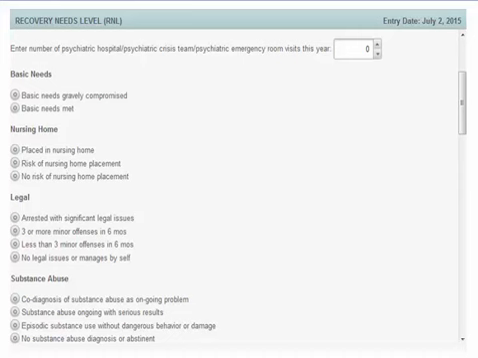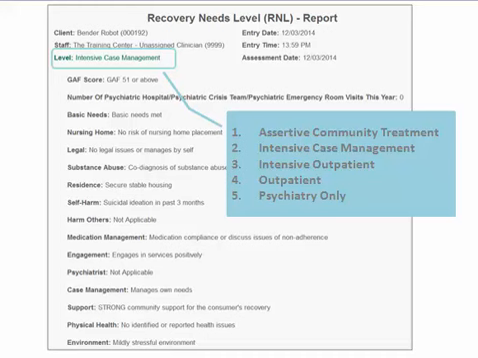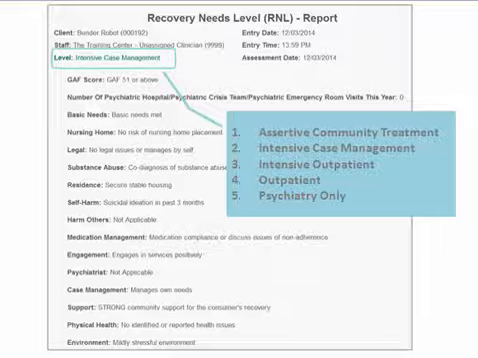It is completed by the clinician in combination with treatment planning and is scored electronically according to an algorithm. It assigns someone to one of 5 levels of service intensity, anywhere from assertive community treatment to psychiatry only. The recovery needs level can be built into the workflow for clinicians to easily score and receive immediate results.